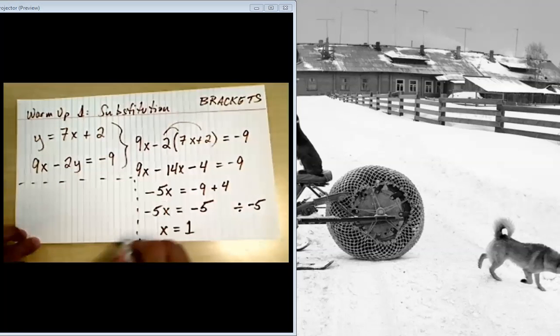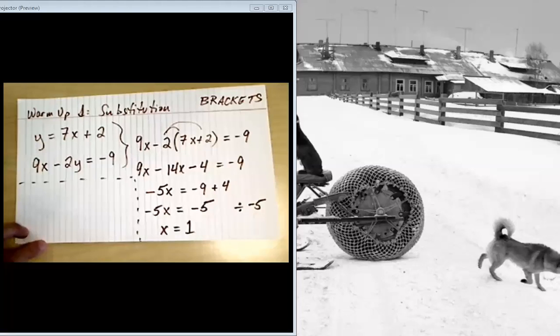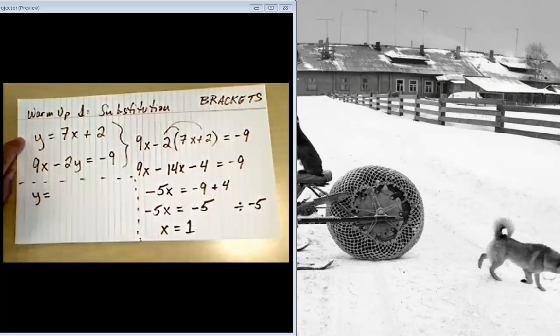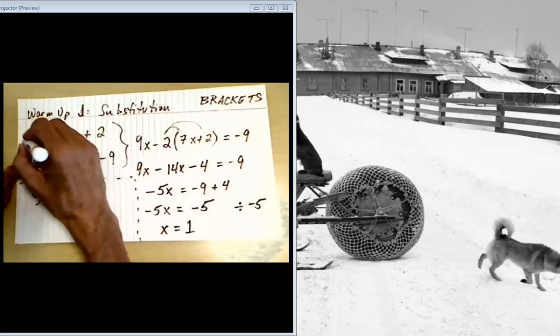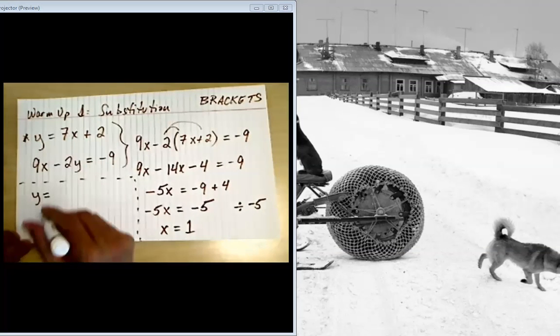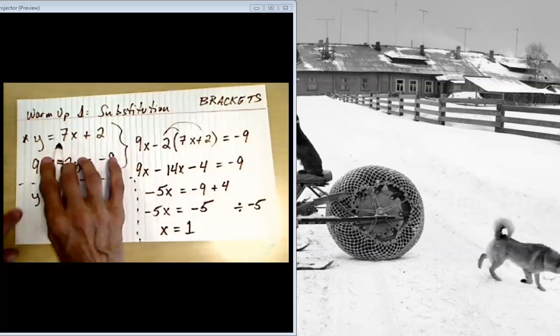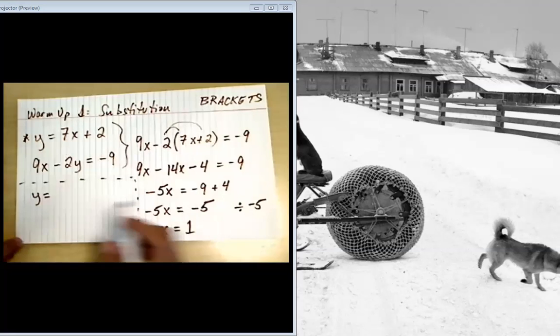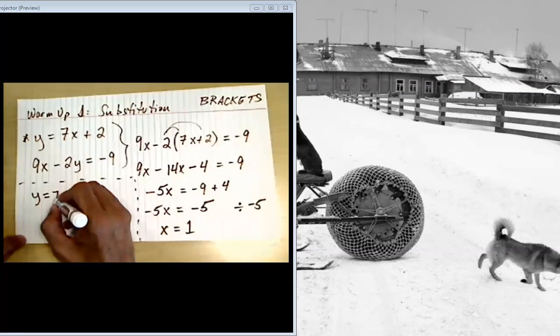Next we should find y. Yeah, we got x. We need y for sure. I'm going to use this equation. Y is y, and x is 1, so that's what we're going to replace.